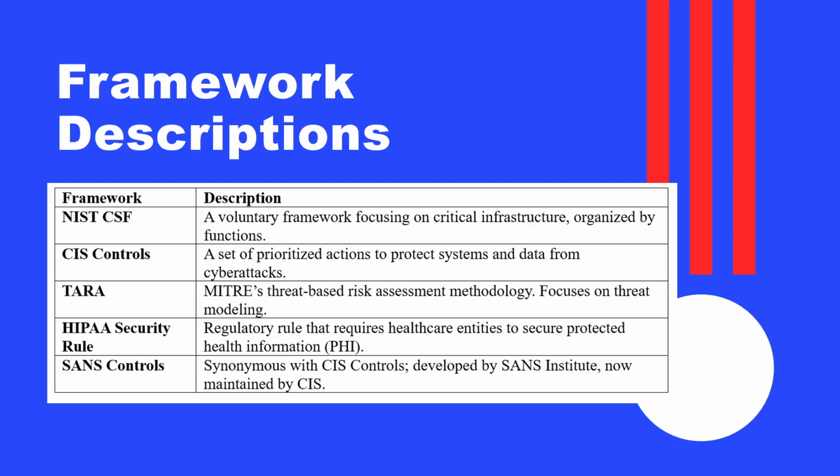Framework descriptions. Here we can see a brief description of each framework. One that I'm familiar with is CIS controls. We see this a lot in networks like government networks, which must comply with certain areas of cybersecurity for insurance purposes, and also to meet any type of contracts with vendors. We see that CIS controls is defined as a set of prioritized actions to protect systems from data and cyber attacks. Here we're dealing with user data, sensitive data that is being stored on the network.